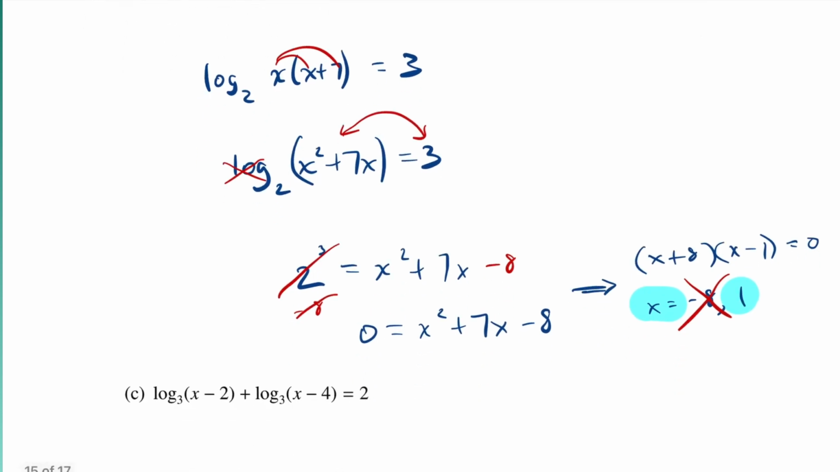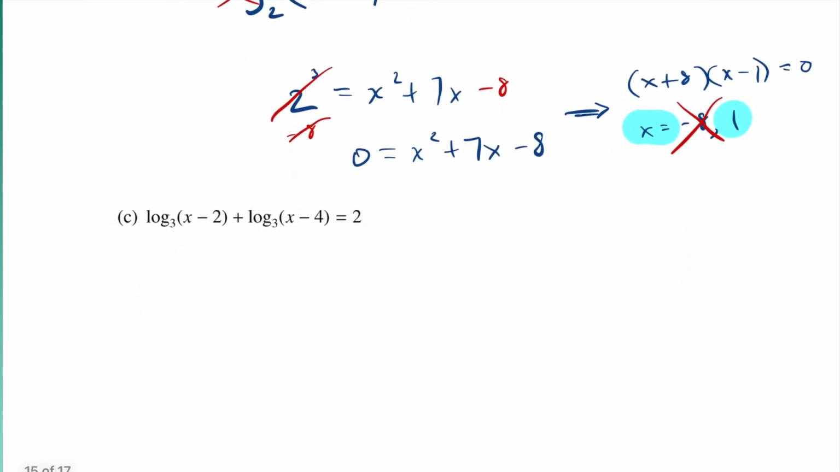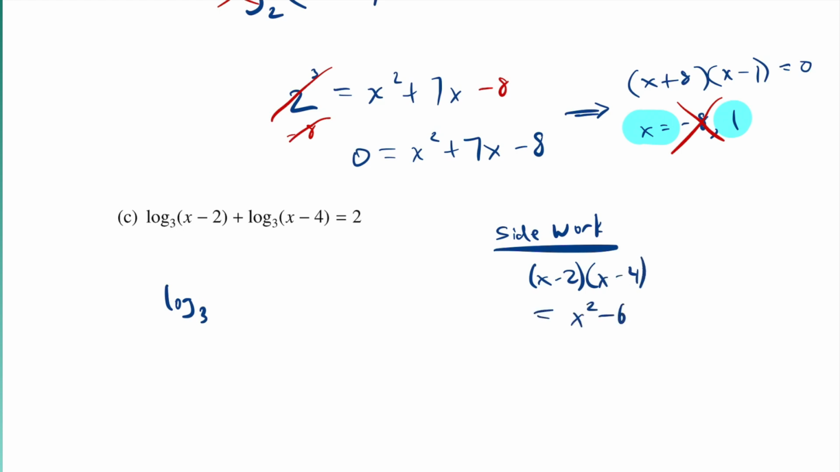All right, for the next problem, it's very similar. We need to combine these two logarithms by multiplying the two arguments because of the addition sign. So if we do that, we're going to get log base 3. On the side, I'm going to go ahead and do the product of the two arguments. If you multiply those out, you're going to get x squared minus 6x plus 8. So I'm just going to write that here equals to 2. Now we can use our definition to rewrite this as an exponential equation. So our base is 3, our exponent is 2, and that's equal to the argument.